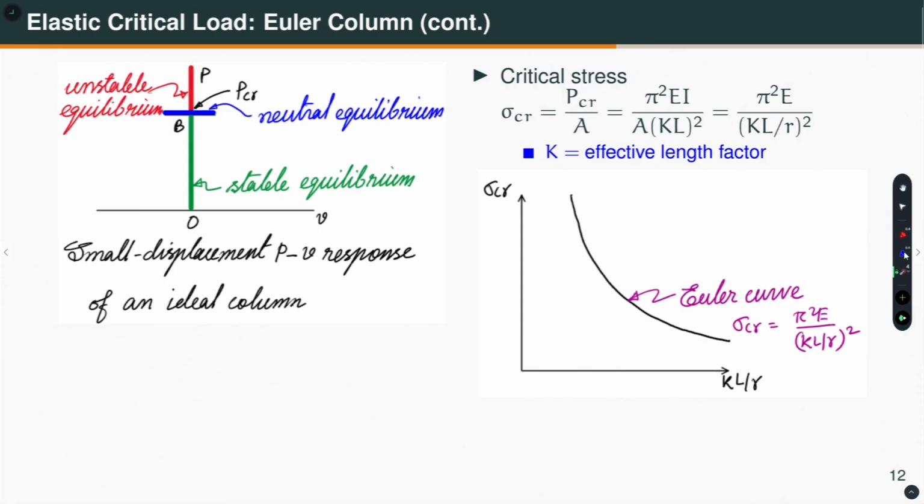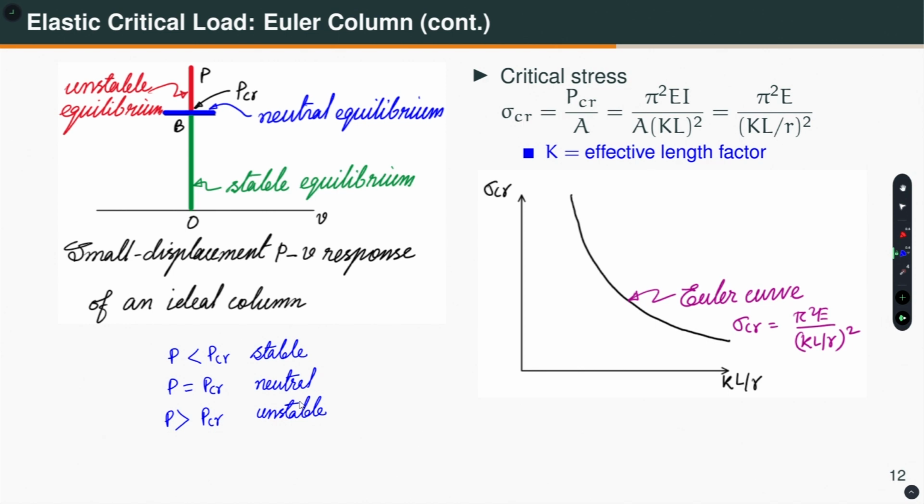So, in other words, if I write that P less than PCR, then this is stable equilibrium. If P is equal to PCR, then it is neutral equilibrium. If P is greater than PCR, then this is unstable. That is what we get.